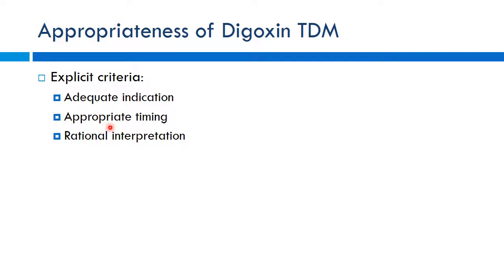We want to make sure we're having the appropriate timing, and then we have this rational interpretation. So we don't just say, the level's too high, let's reduce your dose. We always want to ask the question, well, why is the level too high? Or why is the level too low? And go back and assess that before you make any decisions in changing that regimen.